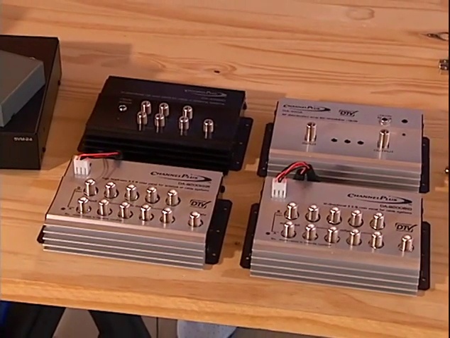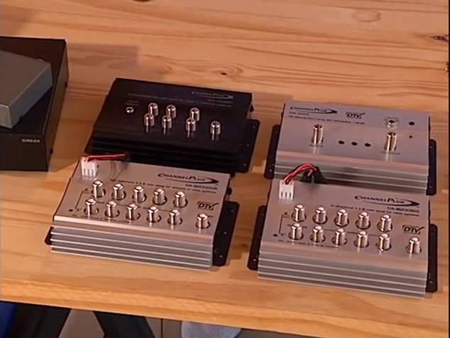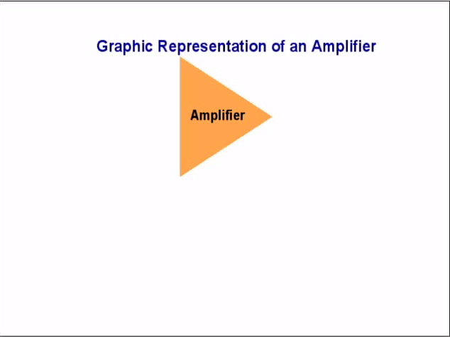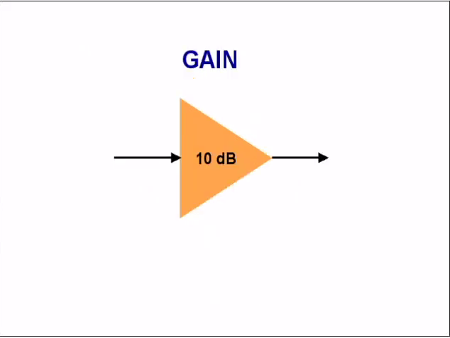Amplifiers are required in almost all RF distribution systems, primarily to overcome signal losses in the system or weak source signals. While they come in all shapes and sizes, they are always drawn graphically as a triangle. The signal enters on the left and the amplified signal is on the right. The fundamental properties of amplifiers you will need to be familiar with are bandwidth, gain, noise figure, dynamic range, impedance, and maximum output. Gain is a measure of how much the amplifier amplifies and is always given in dB.